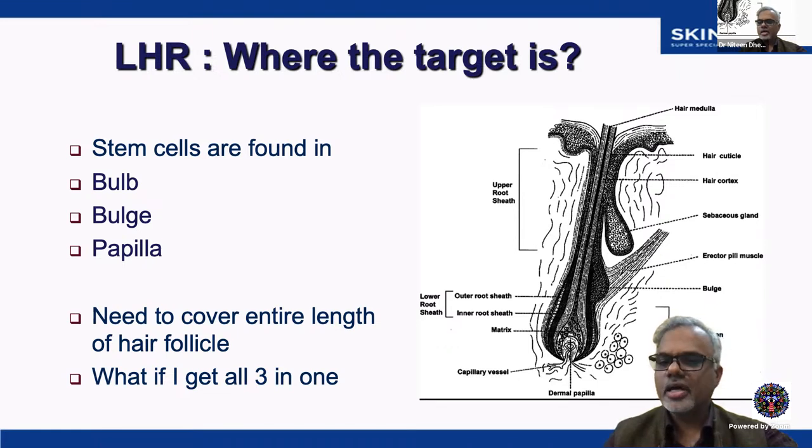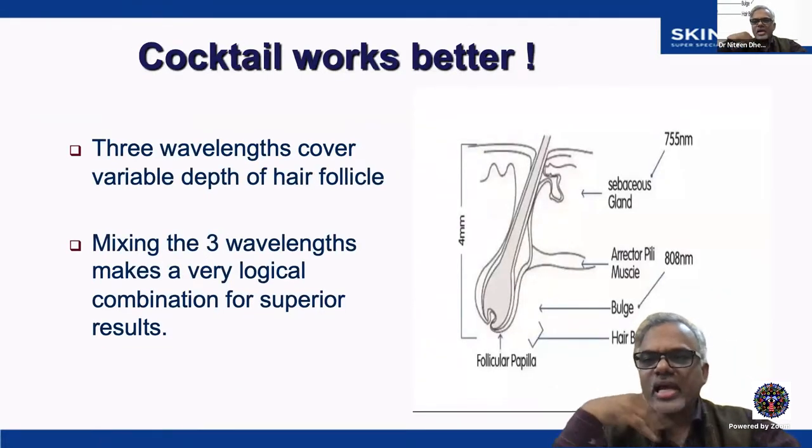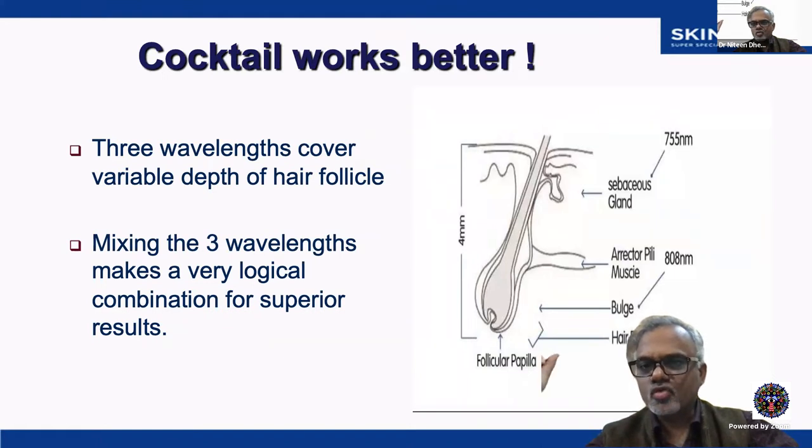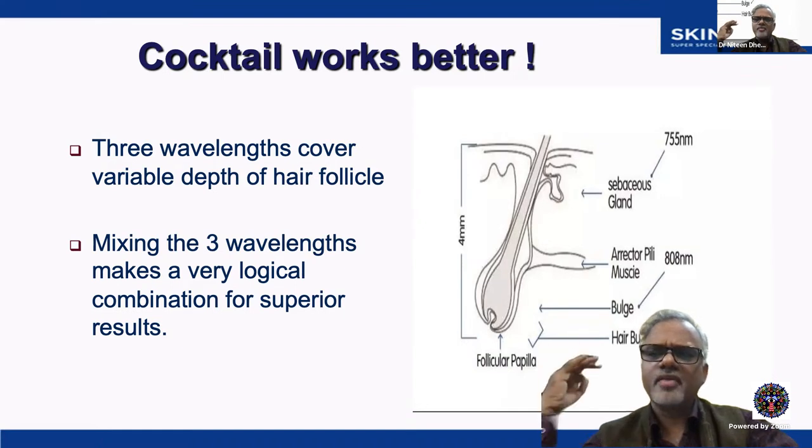This bulb also has stem cells. So, we need to go deep enough, we need to go peripheral enough around the hair follicle. Now the newer concept is each wavelength will have a different penetration. So, we want to have a blend of different wavelengths in the same machine, firing three different wavelengths.